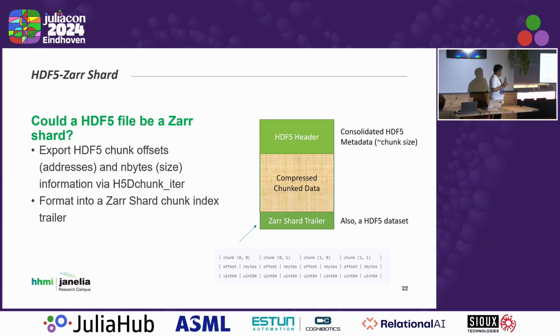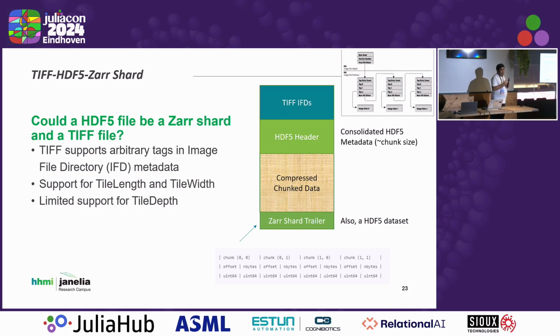Okay, so I looked at this and I was thinking about one other thing that I think a lot of microscopists fight me with, which is: why don't I just produce TIFF files? Well, I looked at TIFF a little bit, and I think we could actually have a file that's simultaneously a TIFF file, an HDF file, and possibly a Zarr shard, which would be fantastic because now everyone could read it however they would like.